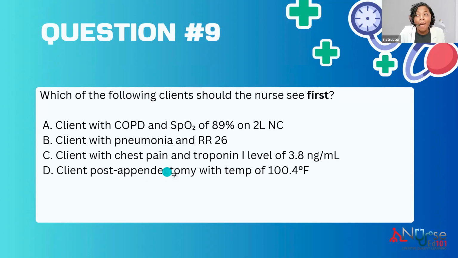How did they get the appendix removed? They had to go in, cut, remove, right? Take some things out, move some things around. Hopefully they just took the appendix and closed them back up. But a temperature is something that we do get concerned about. But the 100.4 is not enough for us to go see them first. But our patient with chest pain, remember I told you from the jump, chest pain is never okay, right?